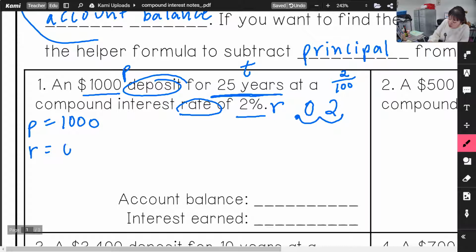R is 0.02. And T is 25. You really want to think about R like cents, okay? That's why in 2%, the word cent is even in there. So if you have 2%, you want to write it like it's 2 cents, okay? This is different from this.